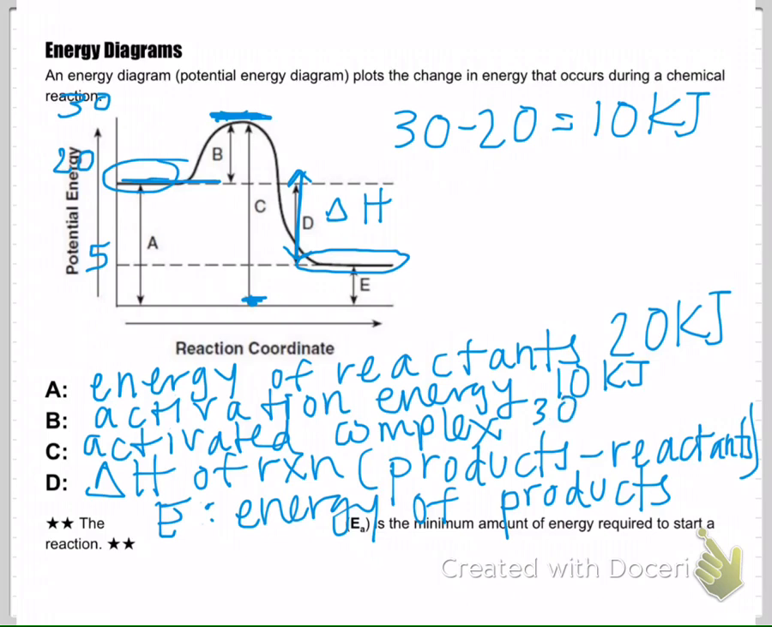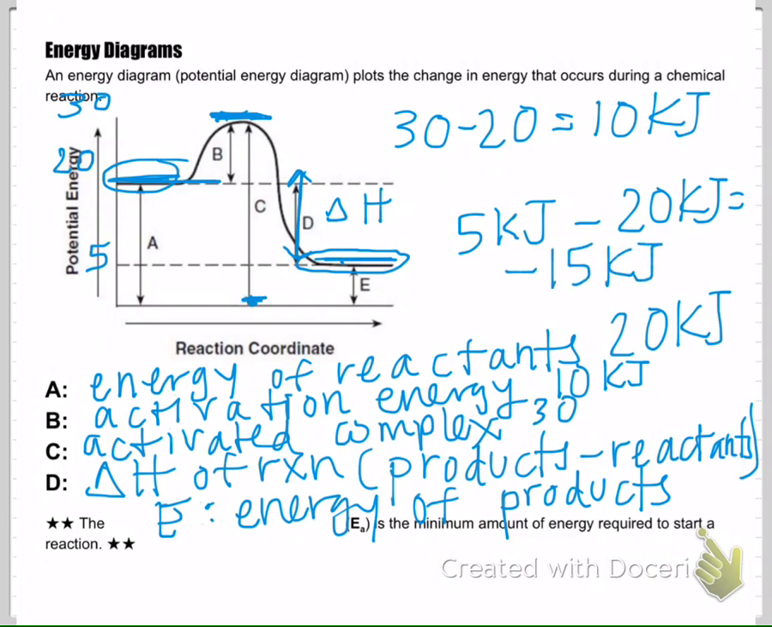And the delta H of the reaction, again, is the energy of the products minus the energy of the reactants. So if my products have 5 kilojoules and my reactants are 20 kilojoules, that means my delta H is negative 15 kilojoules. And remember, if your delta H is negative, that indicates that your reaction is exothermic. And then E is the energy of the products. That's basically where it ends. My example here was 5 kilojoules.